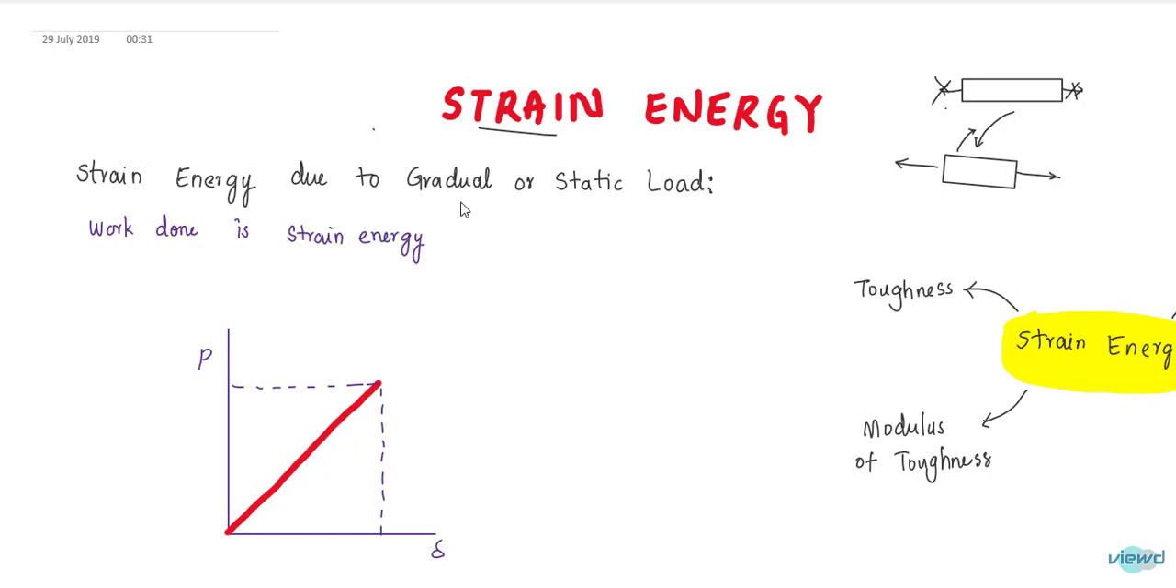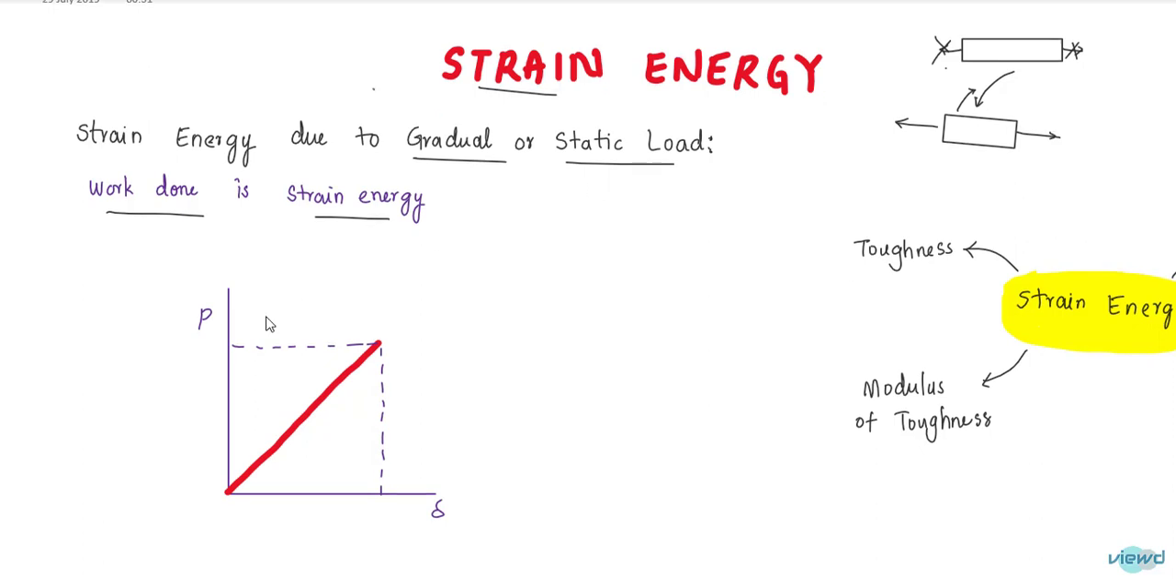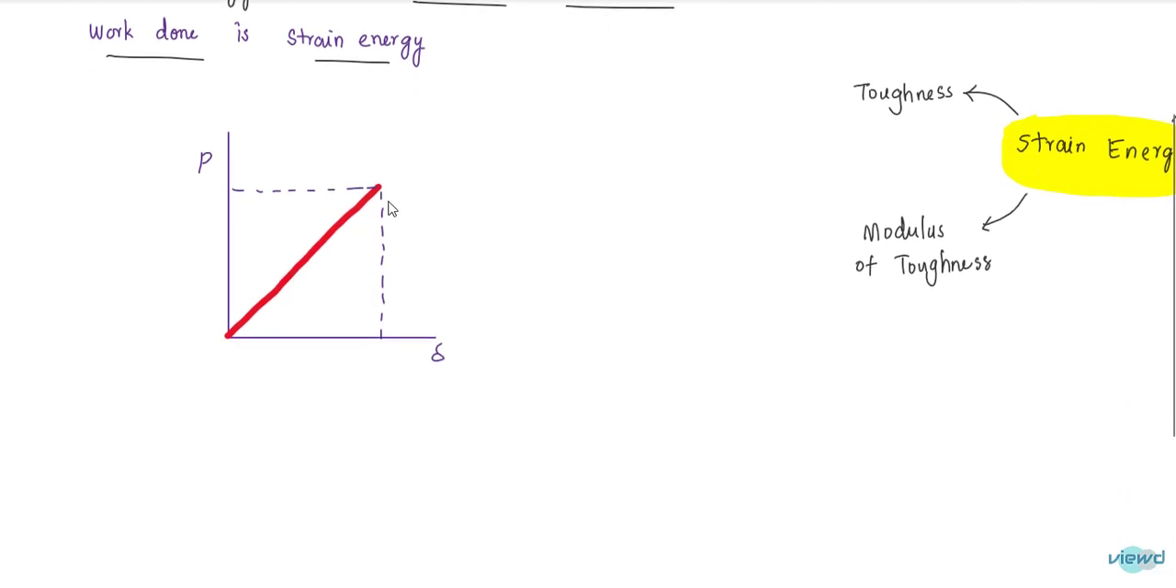The strain energy due to gradual or static load. This is the very important one, gradual or static load. So here strain energy means work done. Work done is the strain energy. So if you see this P delta graph, this is the proportionality limit. Up to the proportionality limit, the graph will be a straight line.